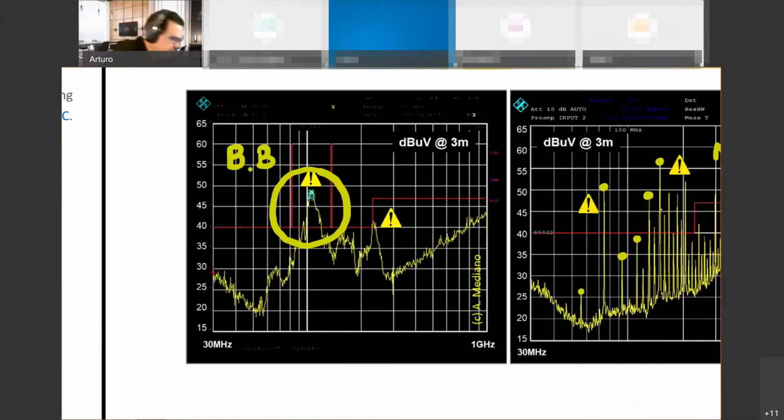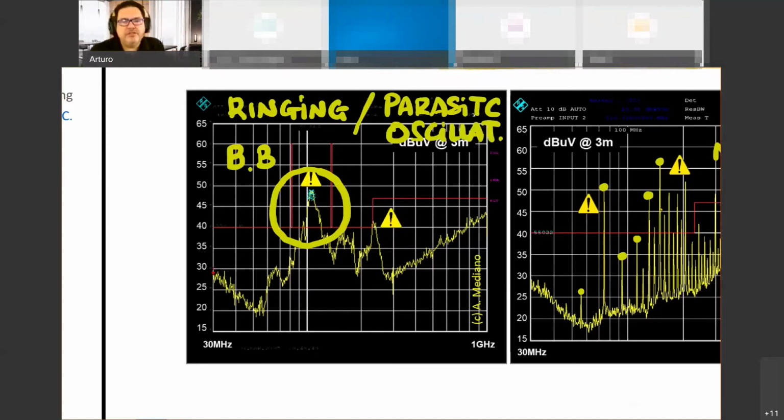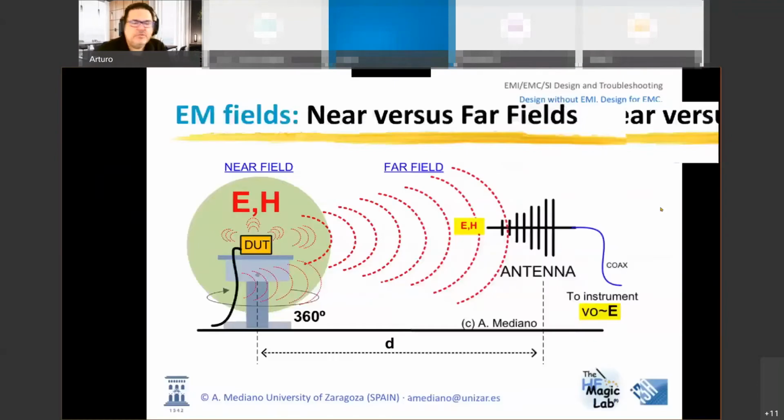The origin of this kind of emission is typically related with some kind of ringing. You have some circuit that is switching with ringing, or for example, you are exciting some kind of resonance in your circuit and then this kind of ringing appears. Or the other possibility is that you have some kind of parasitic oscillation. You are creating an unintended oscillator in your circuit. So sometimes it's very difficult to identify where this ringing or this parasitic oscillation is located. So we can go to some techniques to identify the problem.